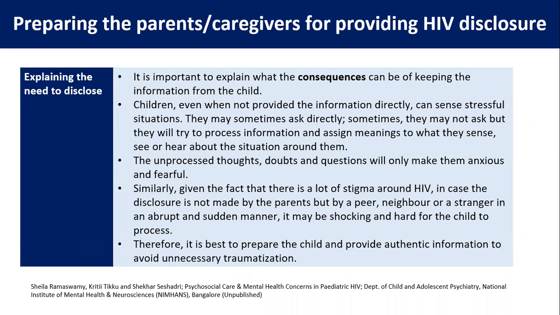So why is there a need for disclosure? It is important to explain the consequences of keeping the information away from the child. Sometimes, if you are not providing the information and they get it from someone else, they will misinterpret it, and unprocessed thoughts, doubts, or questions will make them more anxious and fearful, and sometimes they can have a negative impact. They can have suicidal tendencies. So that has to be tackled. Therefore, explaining the need for disclosure is very, very important. And therefore, it is best to prepare the child and provide authentic information to avoid unnecessary traumatization.